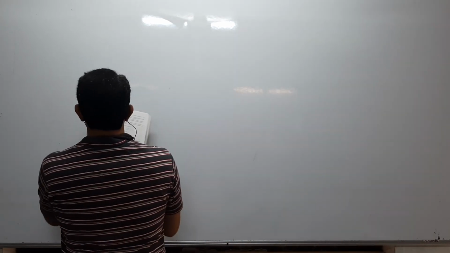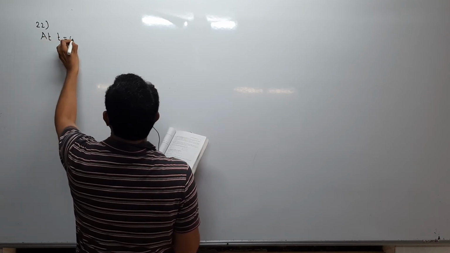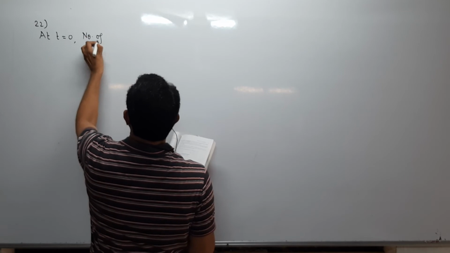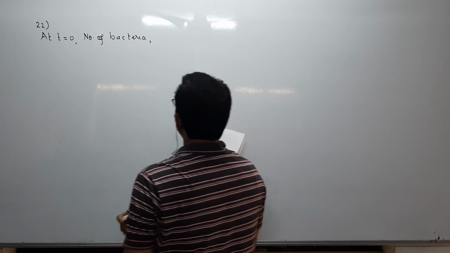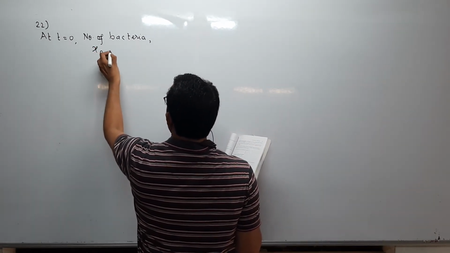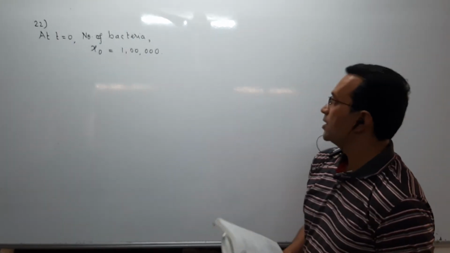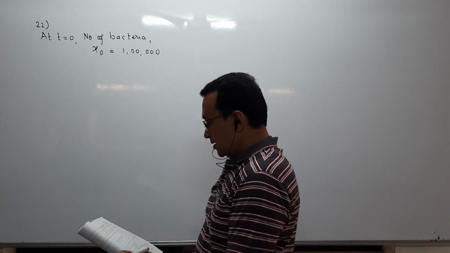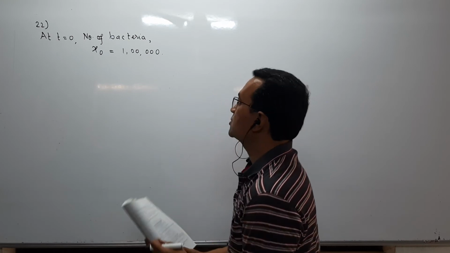In a culture of bacteria, the bacteria amount is 1 lakh. Initial bacteria. So I start with the data collection at t is equal to 0. Number of bacteria can never be 0, otherwise they can never reproduce. Number of bacteria x0 is equal to 1 lakh. Then the number is increased by 10% in 2 hours.